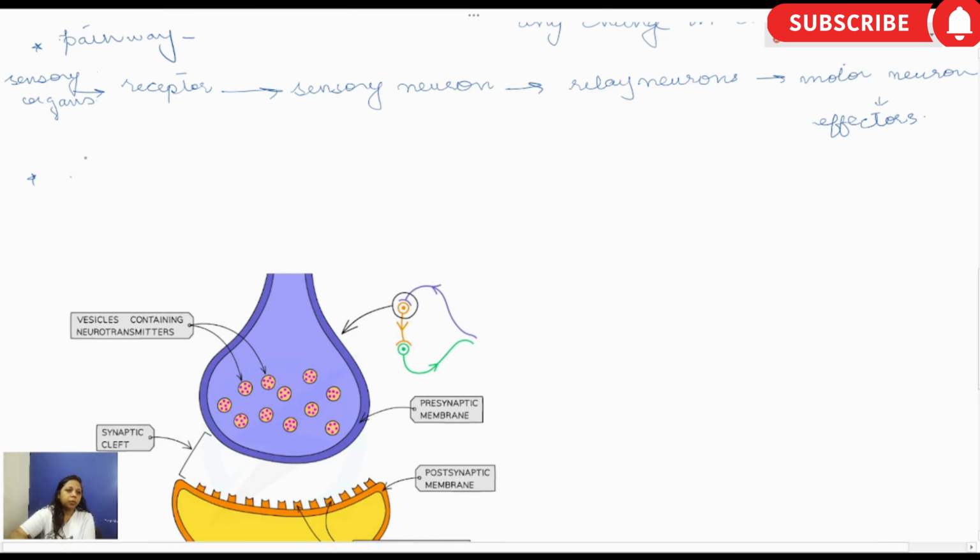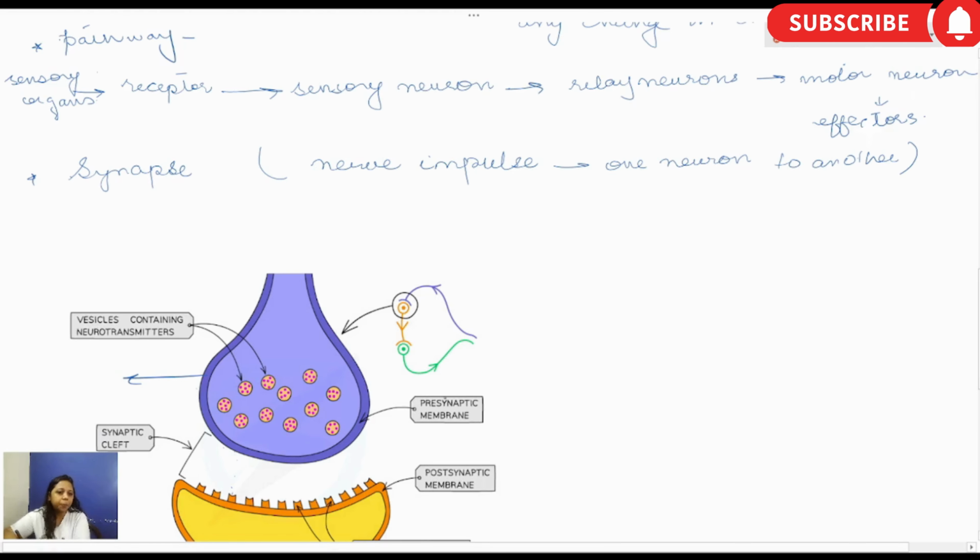So let's talk about synapse. Now we have learned that the nerve impulse is passed on from one neuron to another. So how does this nerve impulse pass on? That is all because of synapse. Now what is synapse? Synapse is basically a gap in between the two neurons. This neuron is called the presynaptic neuron, and the second neuron is called the postsynaptic neuron.